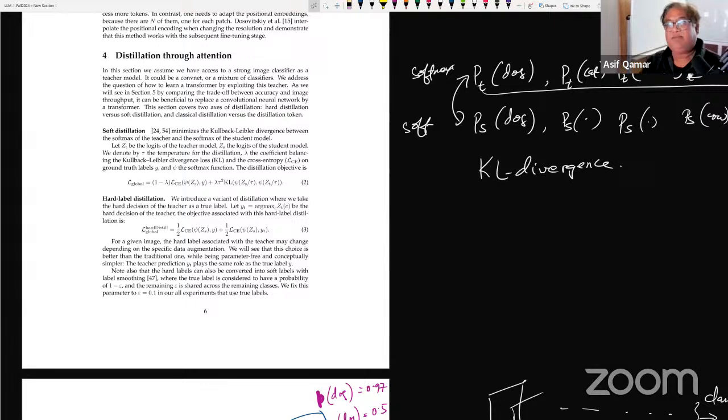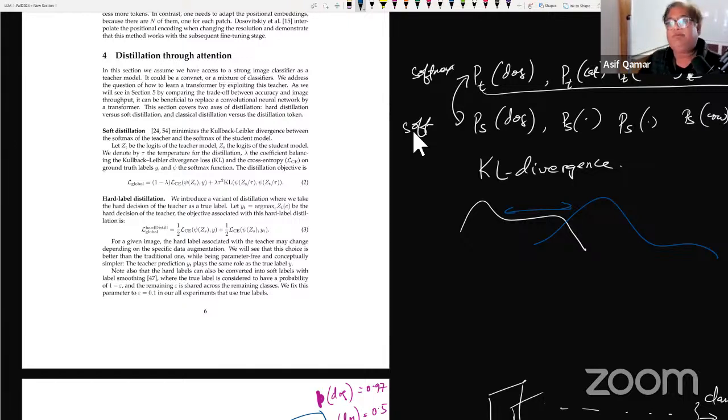KL divergence, which is something in the foundational class I teach you. Basically, it means that if this probability looks like this and the other probability looks like this, how far different are they from each other? So KL divergence, if you remember, it's not called distance because it's asymmetric. It doesn't fulfill the criteria of it.